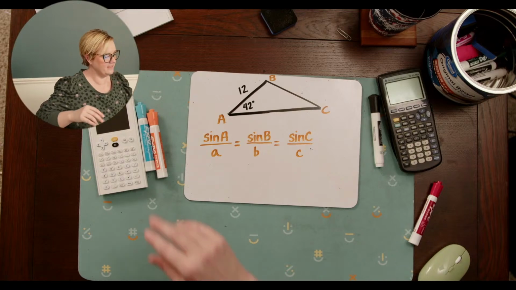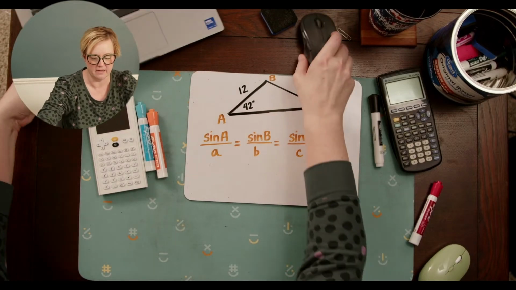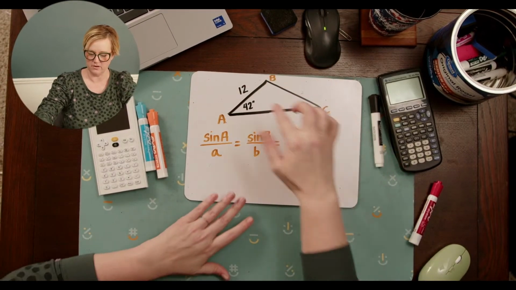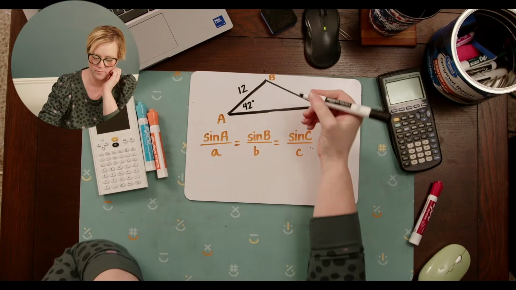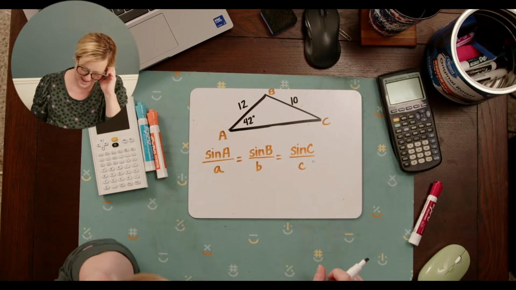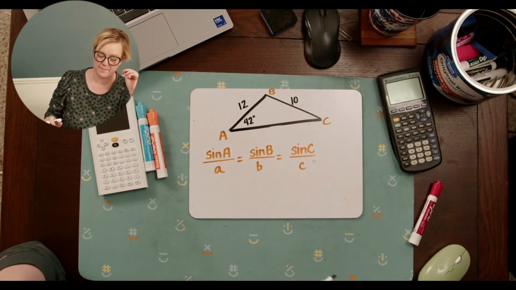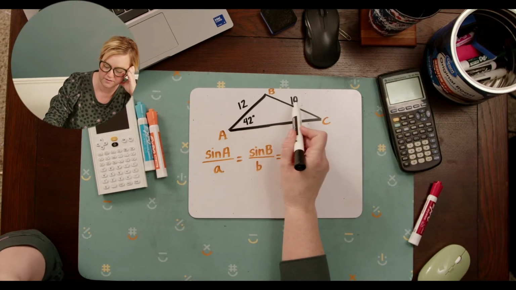Okay. Sorry, guys. I made an oopsie, which I do sometimes. We'll leave that one as 12, and then we'll make this one across here 10. Sorry about that. I don't think that'll be the ambiguous case. So here we've got this 42 degrees, 12, and 10.